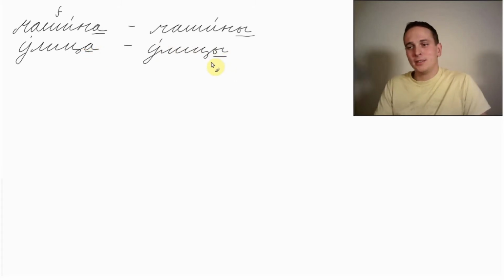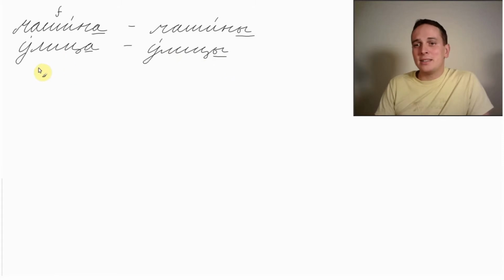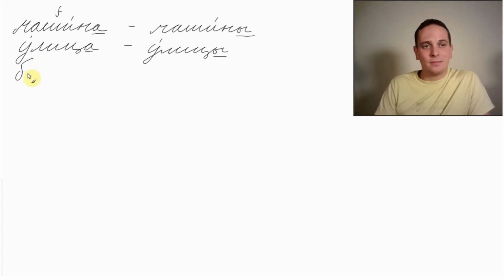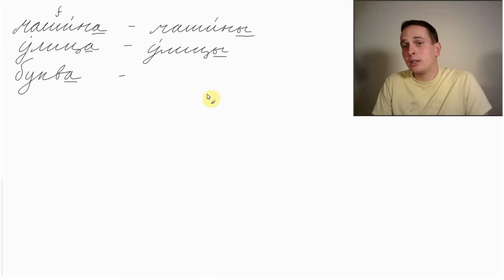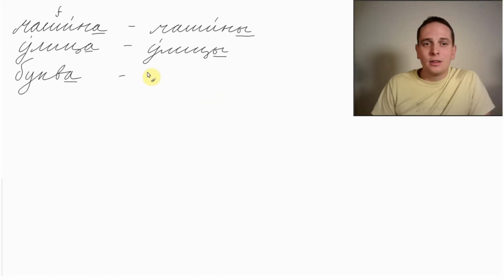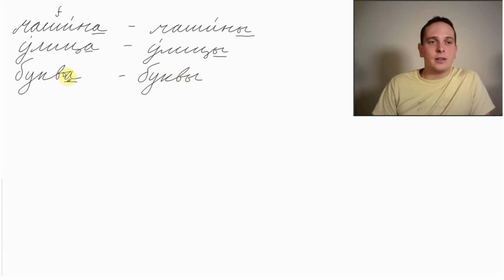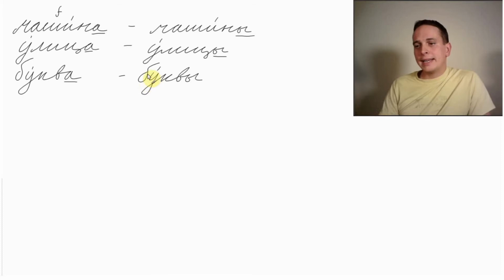Easy, isn't it? Буква. Буква is letter. Replace a with I, and you will get letters. Буквы, with the emphasis on U. Буква, буквы. Газета. Газета is newspaper.